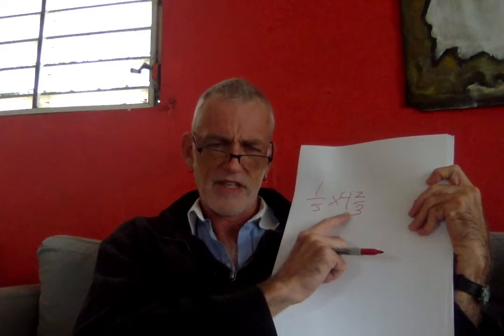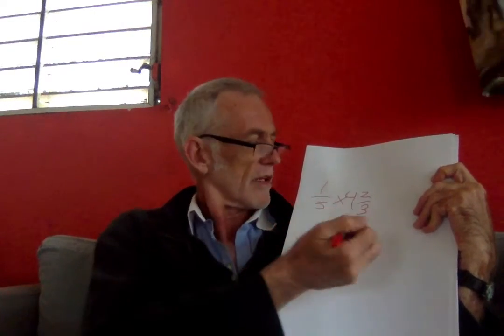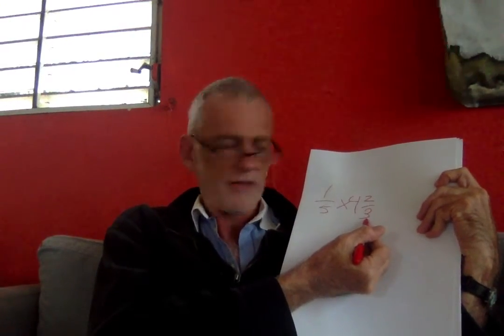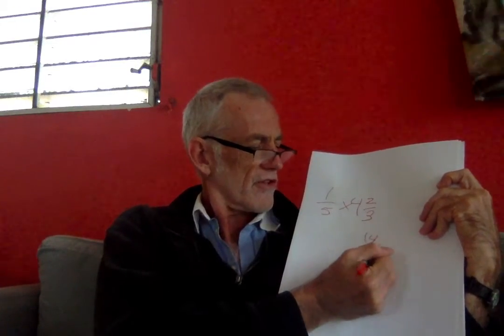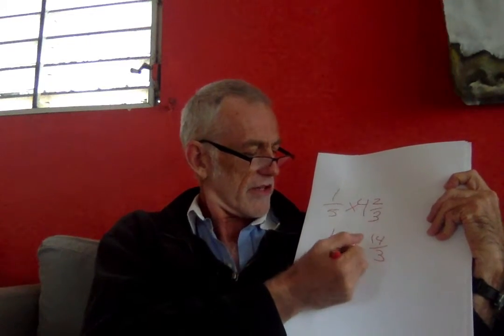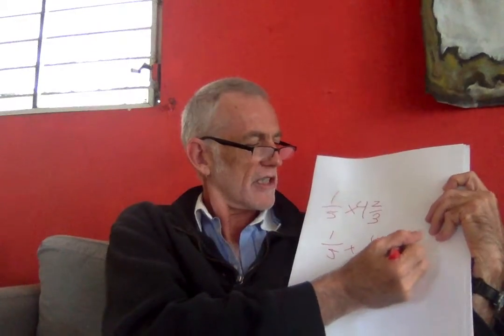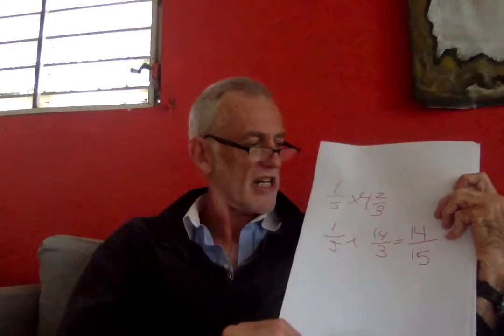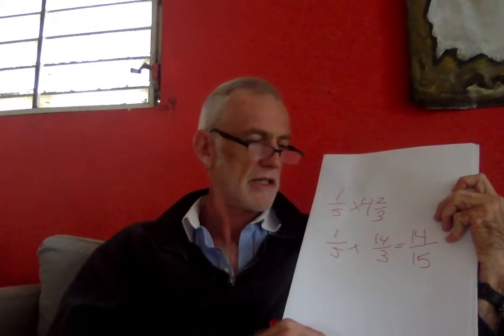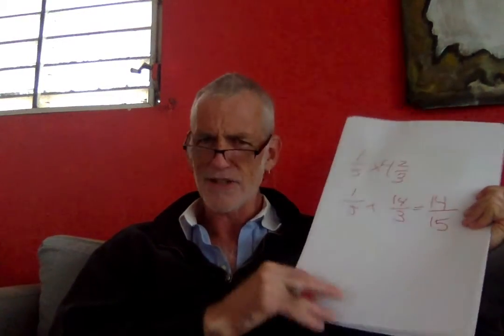1/5 times 4 2/3. Okay, we have to change that into an improper fraction. We have to get rid of the whole number. 4 times 3 is 12. Add it to the 2, 14/3. We'll multiply it by 1/5. Oh, we don't have to simplify. Excellent. 1 times 14 is 14. 5 times 3 is 15. You're done. 14/15. Thank you very much.